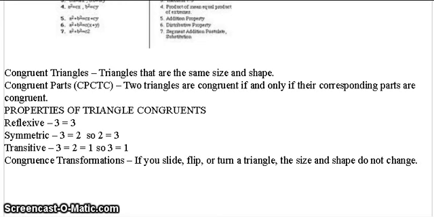Properties of triangle congruence. Reflexive property is like when they're the same thing, like 3 equals 3. Symmetric property is like 3 equals 2, so 2 equals 3. And transitive is if 3 equals 2 and 2 equals 1, so 3 equals 1. Congruence transformations: if you slide, flip, or turn a triangle, the size and shape do not change.